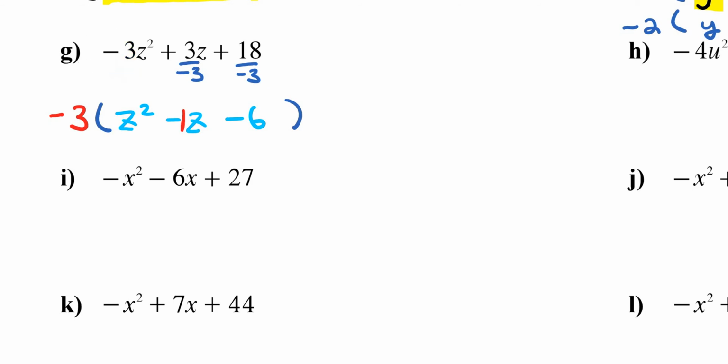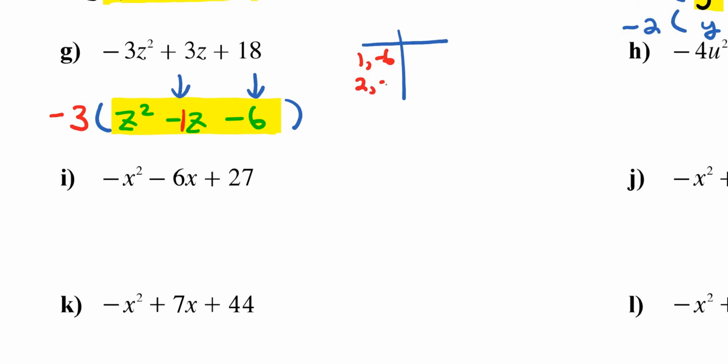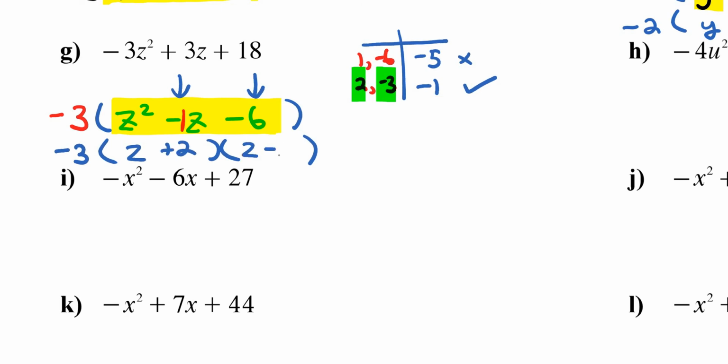What you need to do now is factor the inside expression right here, which I'm highlighting in yellow. I need two numbers that multiply to -6, and those two numbers need to combine to -1. All right, so let's make a little table here. Two numbers that multiply to -6, I'm thinking like 1 and -6, maybe 2 and -3. If I add these together, I get -5, that doesn't work. 2 minus 3 gives me -1, so that works right there. So 2 and -3 are my numbers. So -3, and then two sets of brackets, and then z plus 2 and z minus 3. And that is my final answer for letter G.